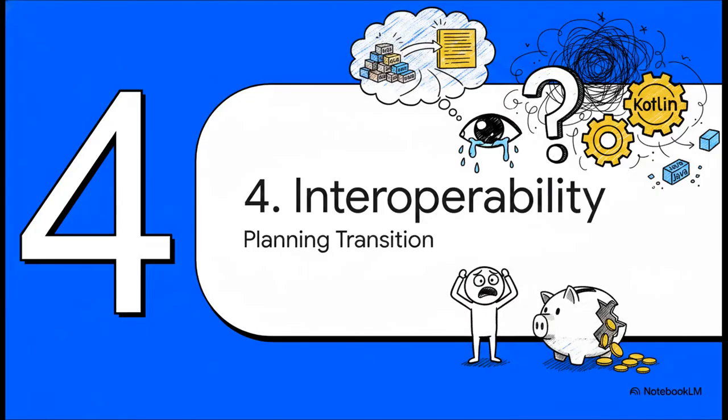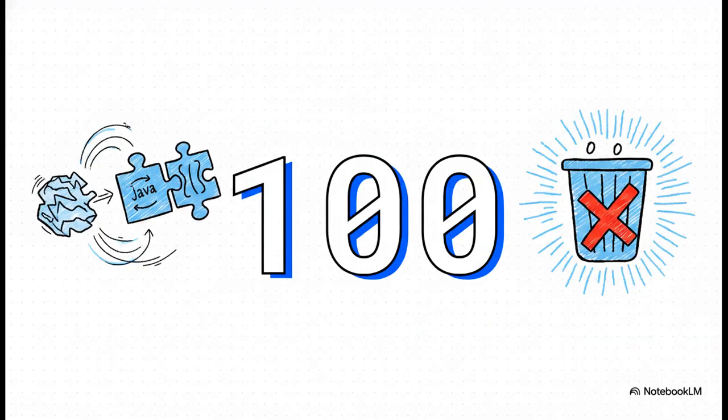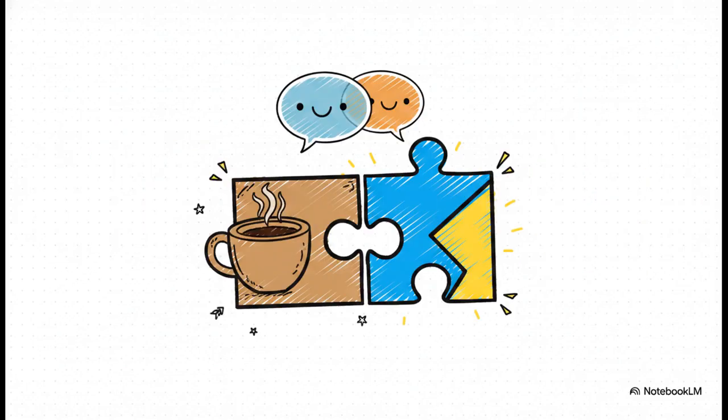Okay, let's look at Section 4, Seamless Java Interoperability, Planning the Transition. Now at this point, you might be weeping tears of joy over that null safety, but you might also be panicking a little bit thinking, wait, do I have to throw all my old Java code away? Well, rest assured, you don't have to throw anything away. Zero, because Kotlin features 100% interoperability with Java, absolutely seamless. It's actually beautiful how this works.